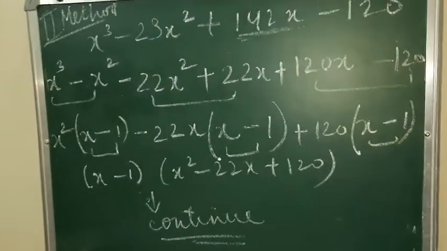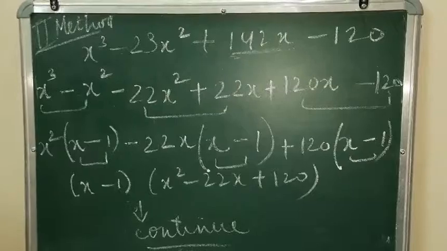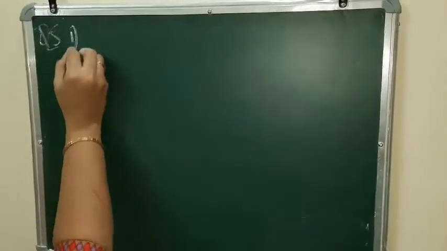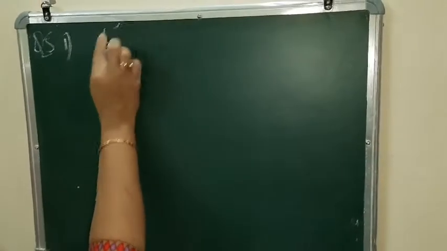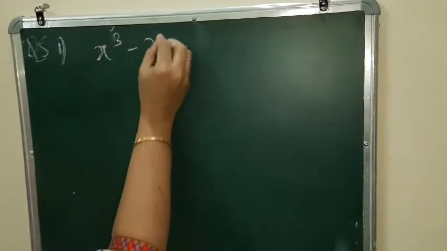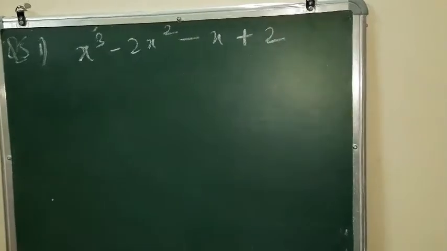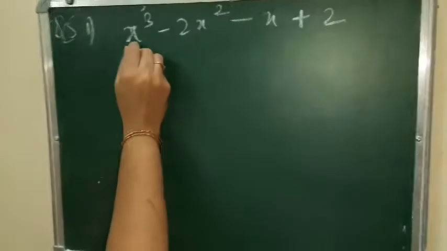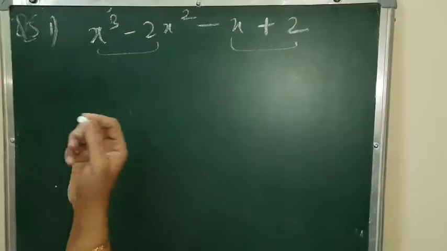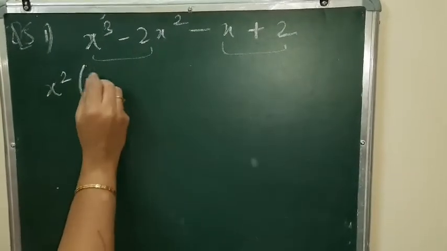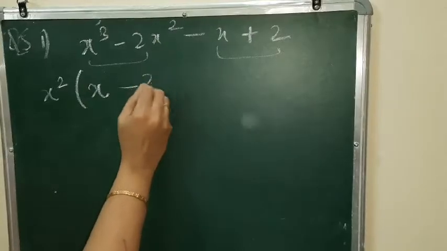Now you have to try question number 5 of your exercise. I'm just telling what you have to do for all the 4 parts. Question number 5, first part, it is x cube minus 2x square minus x plus 2. I told you whenever cubic polynomial is there, you just have to see from first 2 and last 2 if you can take something common. So x square I can take common. What is left? x minus 2.